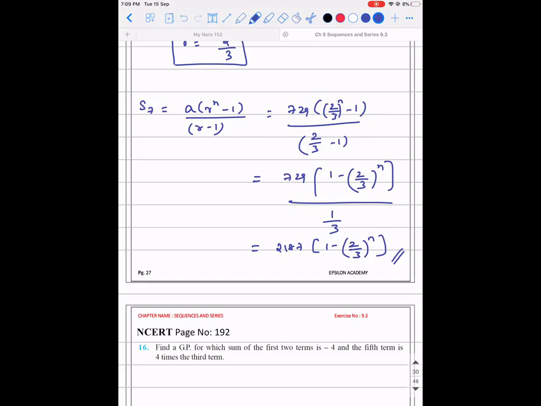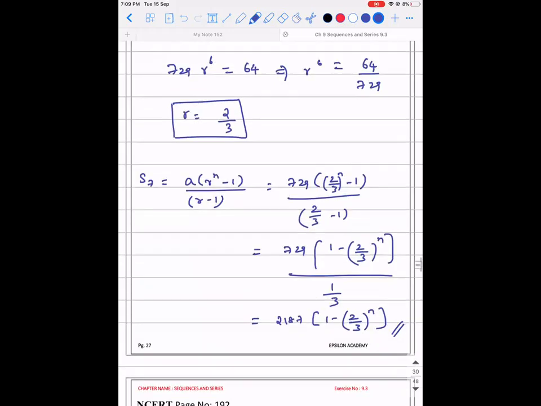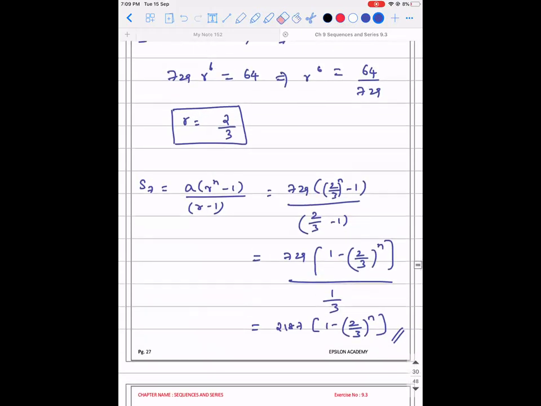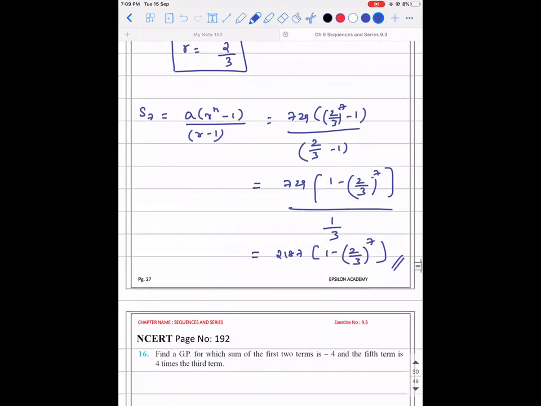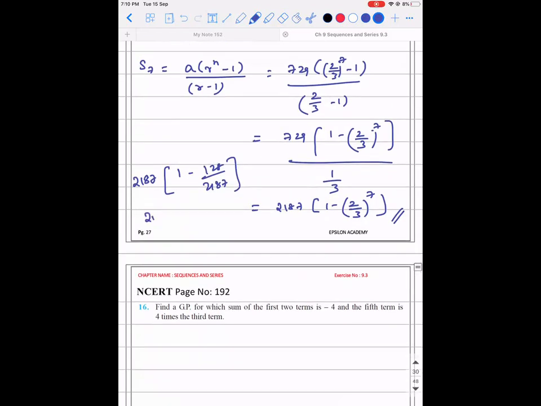So we have to substitute n value with 7 now, sir, and find. Oh, they have asked S7, that's right. Okay. So then it will be 2187 into 1 minus 2 power 7 is how much? 64 into 2 is 128, divided by 2187. So it will be 2187 into 2187 minus 128 divided by 2187. This and this will get cancelled. 2187 minus 128 will give you the required answer.